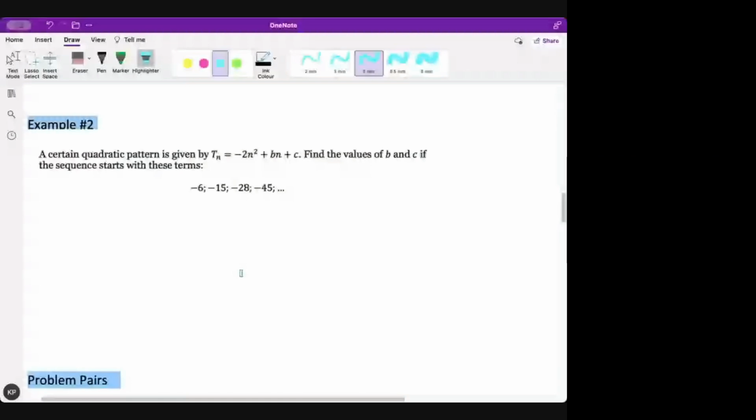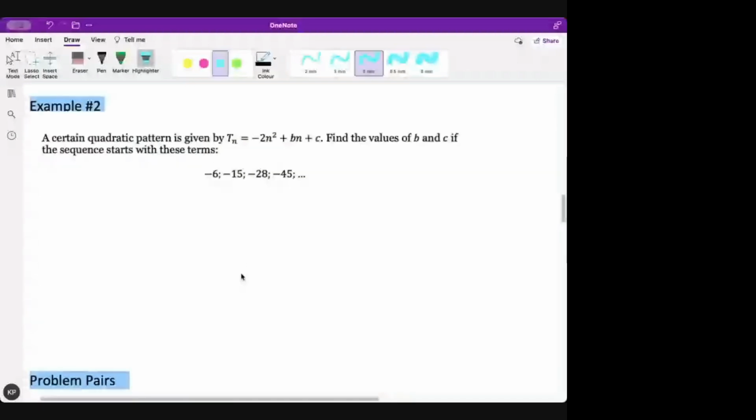Okay, let's do another example. A certain quadratic pattern is given by Tn is equal to negative 2n squared plus bn plus c. Find the values of b and c if the sequence starts with these terms. You actually didn't even need the value of a because you can work it out, just using this.